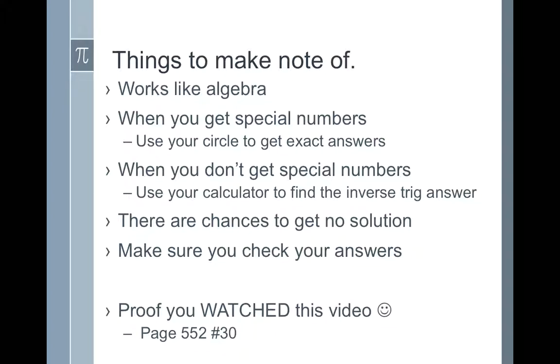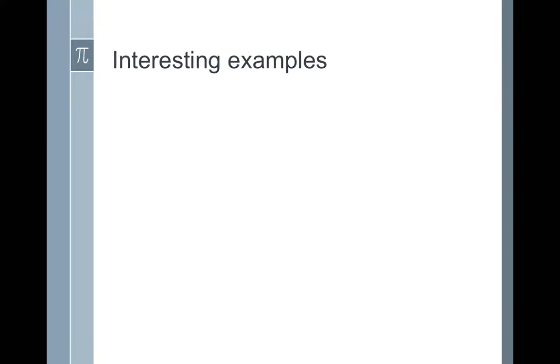Number 30 there on page 552. All right, so let's look at a couple of extra examples here. Some more interesting types of problems. What about 2 sine squared x plus 3 cosine x minus 3? Now, some of you are probably looking at this going, well, that's not much different than what we just did. However, it's extremely different from what we just did.